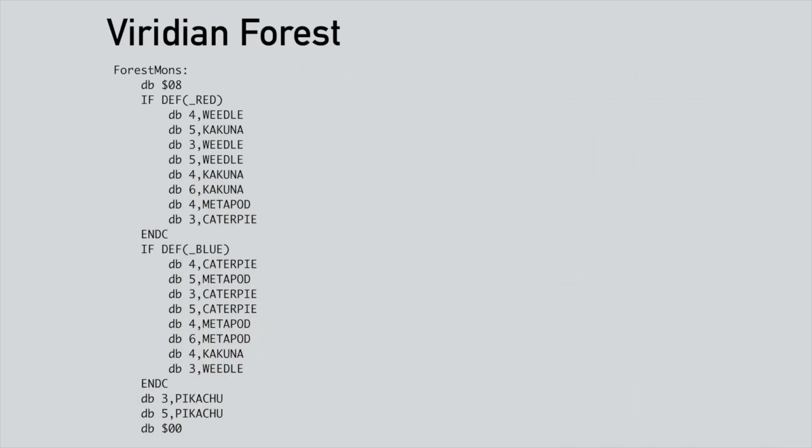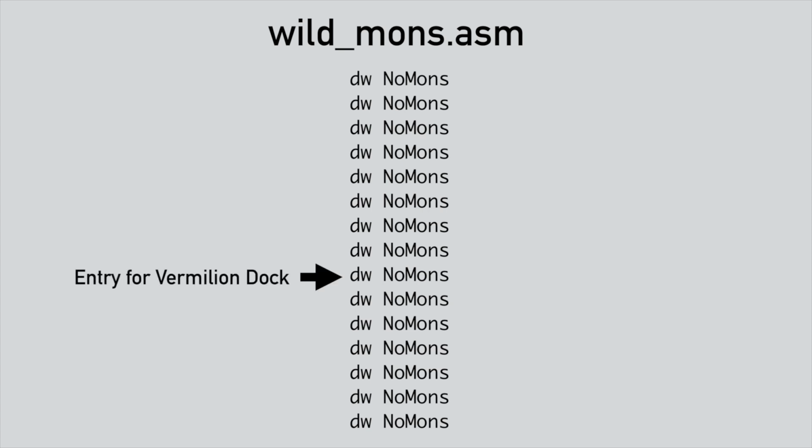Easy. Now we need to create an encounter with Mew on the truck. For each region, there's basically a list of Pokemon you can encounter. Normally for cities and also for the dock, this is set to no Pokemon. However, based on a different encounter file, we can create our own with just Mew. Then we just need to edit wildmons.asm and replace the no mons entry for Vermilion Docks.